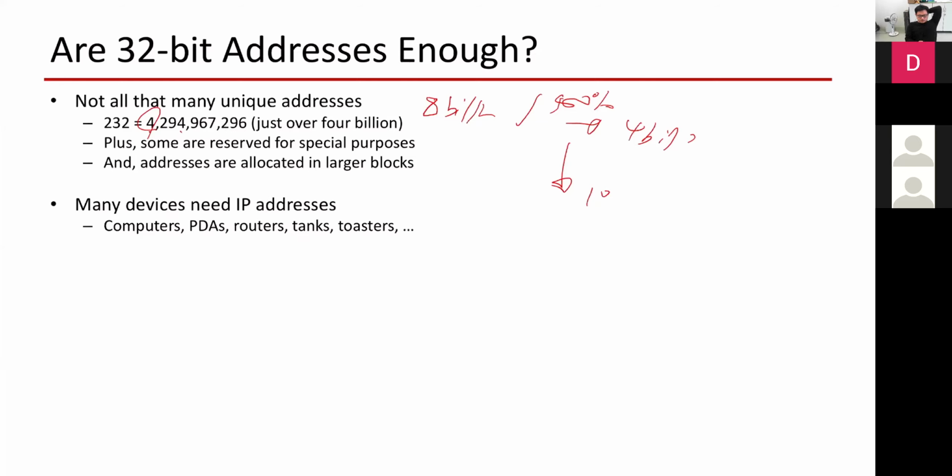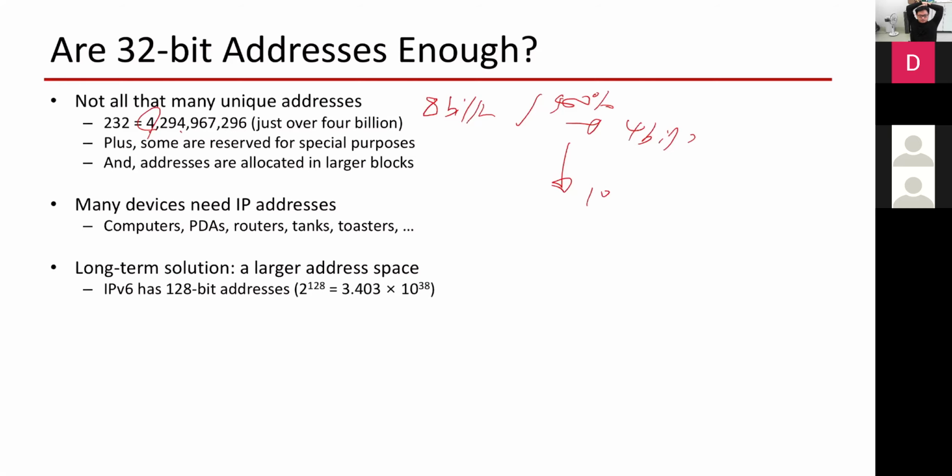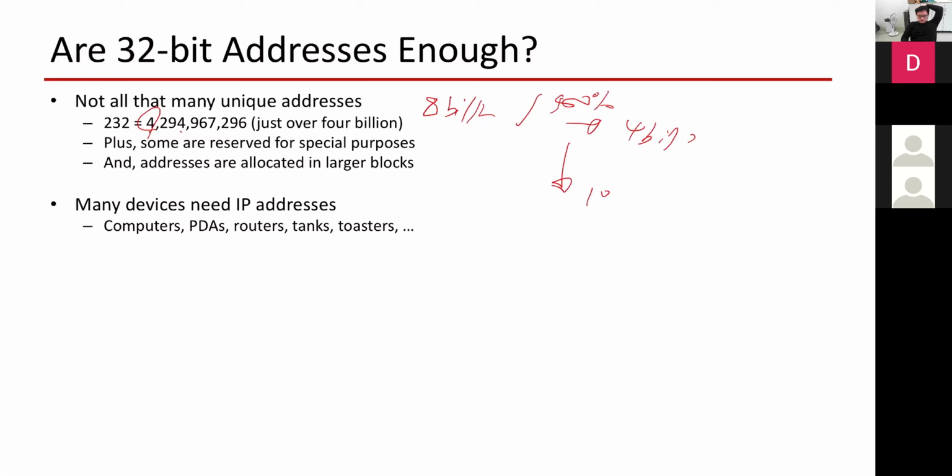So your computers, your smartphone, your routers, and tanks, and all the military devices, your toasters for the IoT world, may need IP addresses. So we understand why it is necessary, right? We understand why a 32-bit IP address is not long enough. Then how can you solve this?